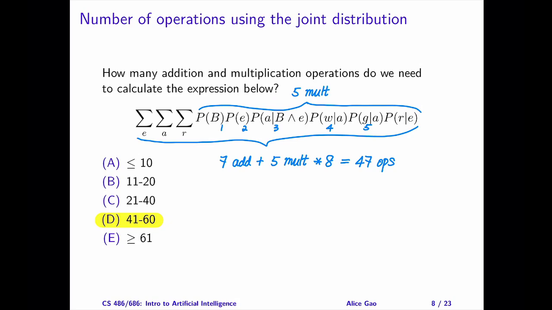There are three nested summations over three binary variables. So we're summing up eight terms. In each term, we have to perform five multiplications. That's 5 multiplied by 8, which is 40 multiplications in total. After that, we need to add the 8 terms using 7 additions. So the total number of operations is 47.